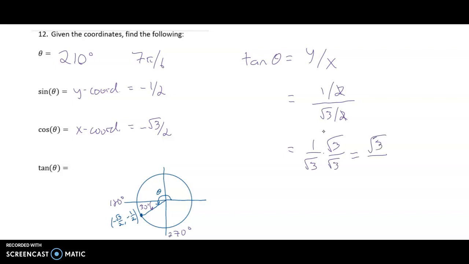We've gone over this in the previous video. Divided by 3. So that would be my tan of theta. This, and this. All right. Hopefully that helps.